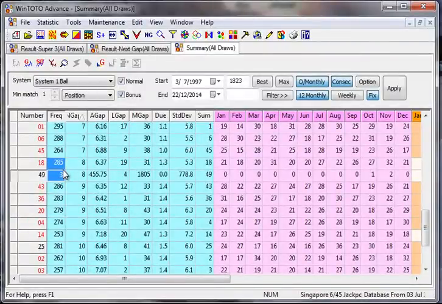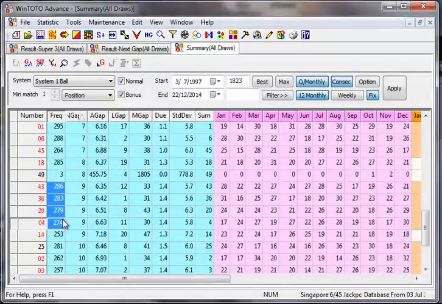And then the gap 9 numbers are referring to here, which is 43. We have 43, 36, 20, 04, and number 14. Please take note.